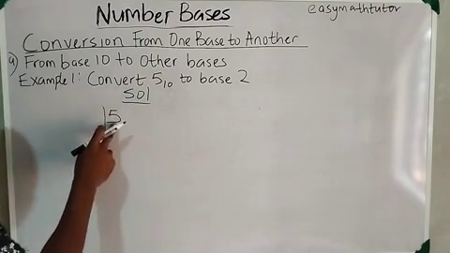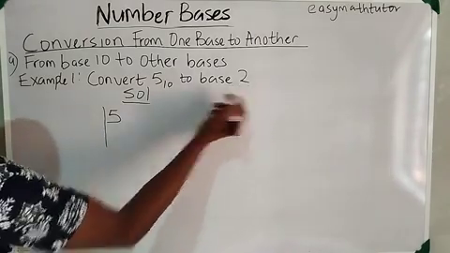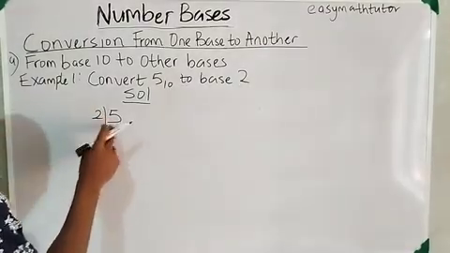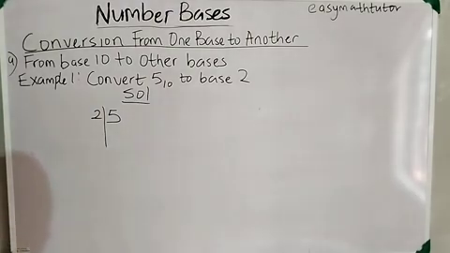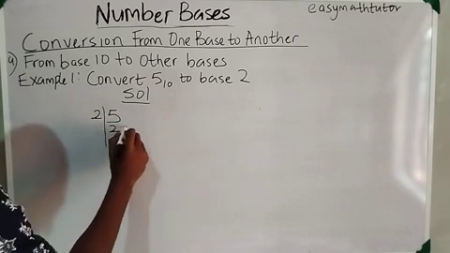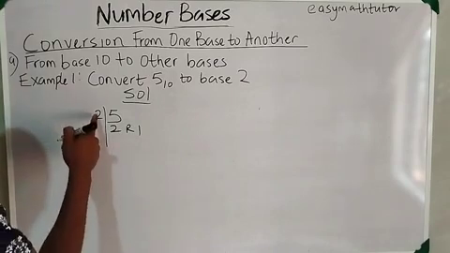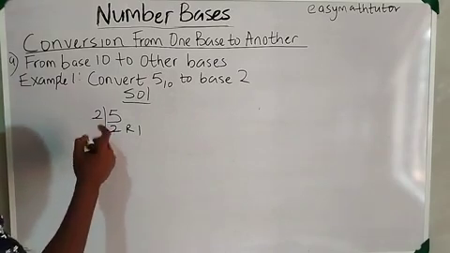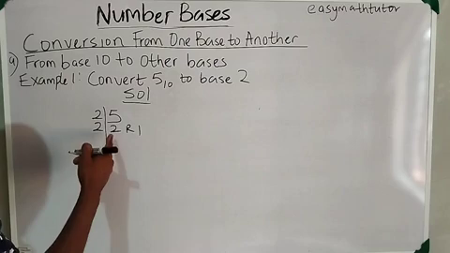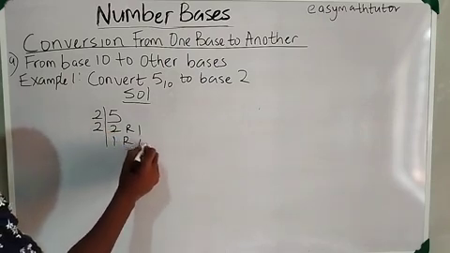So we are going to have 5, the number we are dividing, on this side, and then the new base we are converting to is the number we are going to use to divide that 5. So we are going to divide 5 by 2. Now, 5 divided by 2 is 2 times, remaining 1. Now we are going to divide this 2 by 2 again. So 2 divides 2 once, remaining 0.